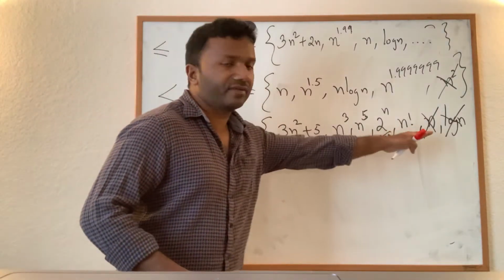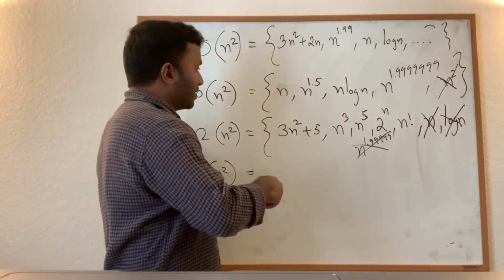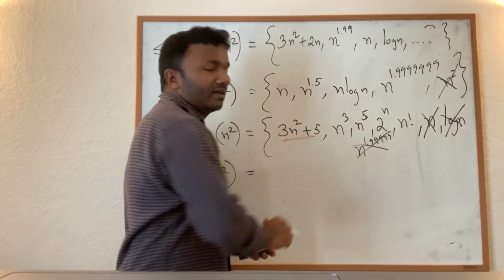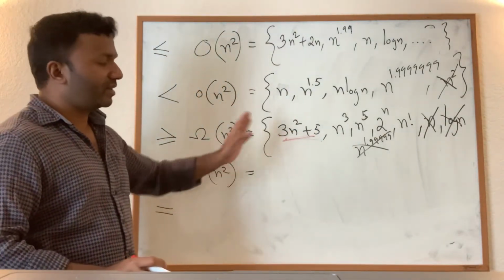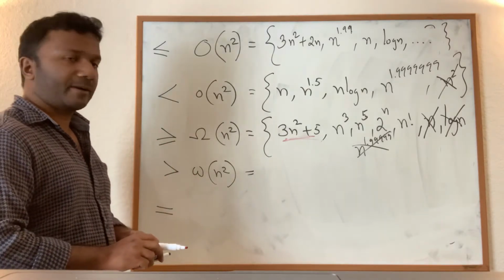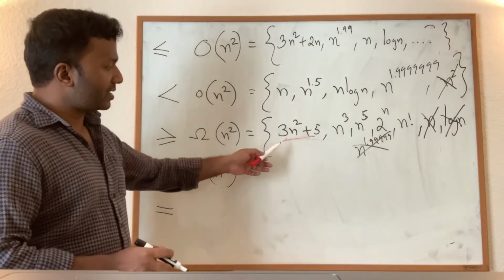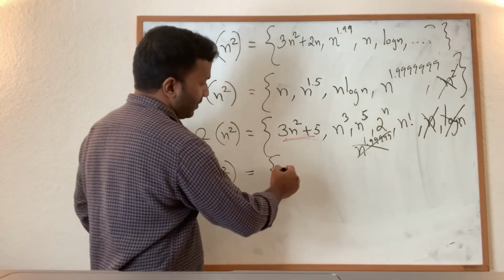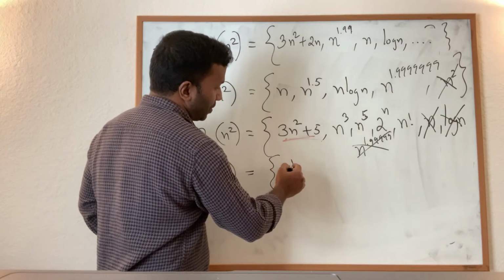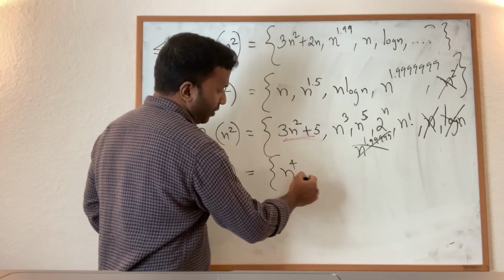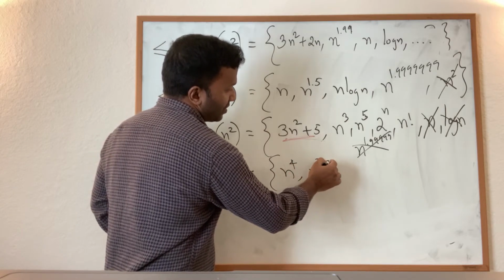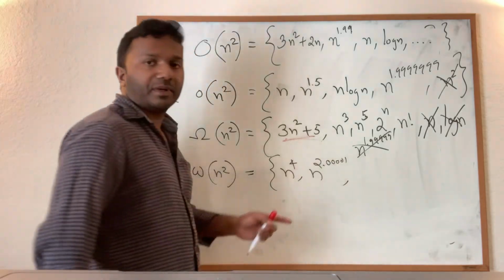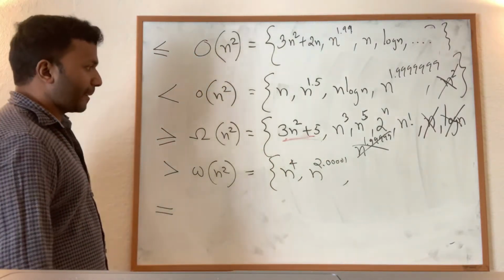And small omega of n square is similar. You can have all of these things except those functions with dominating term n square. Okay, so we need to just avoid these things. So we can have n to the 4, that is fine, n to the 2.00001 is fine, but n square is not okay.